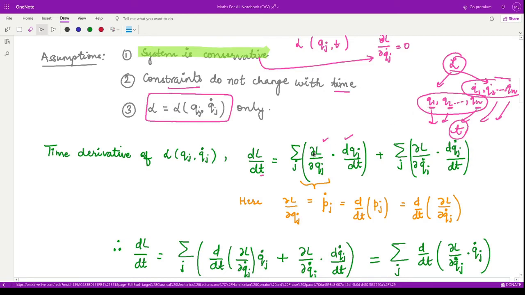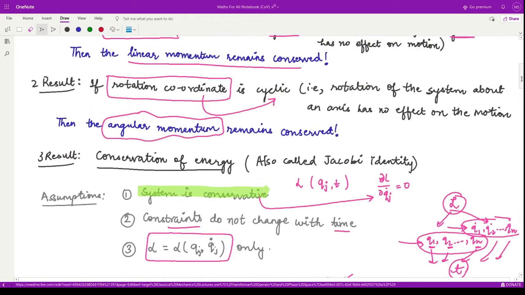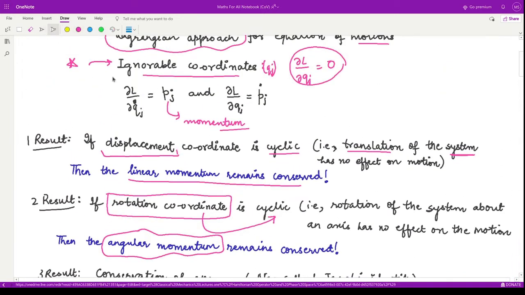So we will have terms like del L by del q1 into dq1 by dt, plus del L by del q2 into dq2 by dt, and so on. These are for the generalized coordinates, and similarly we perform the derivative using the n generalized velocities. So now look at this term. Here we can utilize the relations given over here.